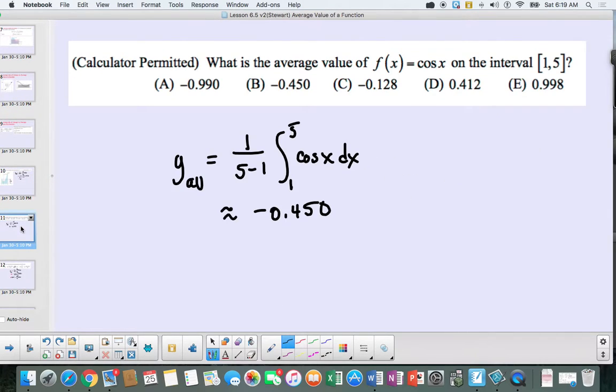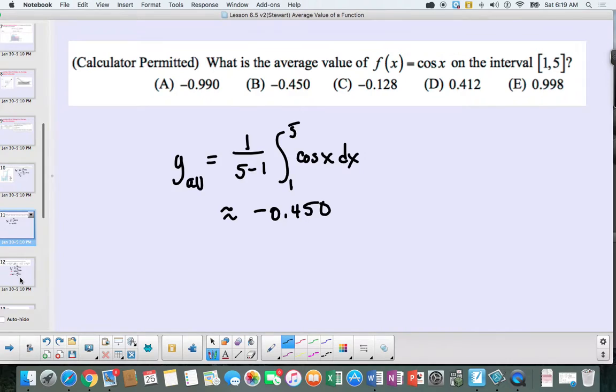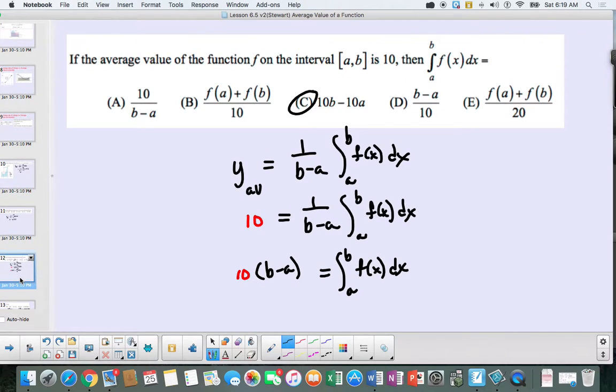Here's how the AP test might ask. Pretty straightforward, average value. Here's another way they may ask it. So there's not all the detail. They're just giving you some information and asking you to find a representation in terms of what we have here. So there's our answer here.